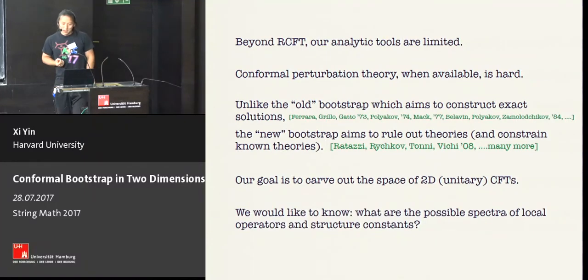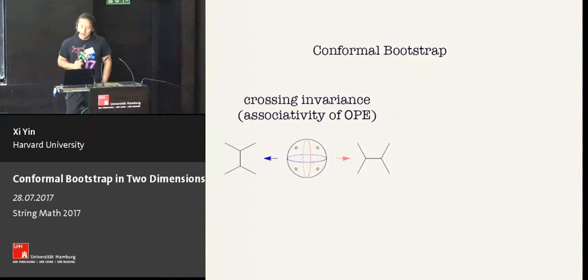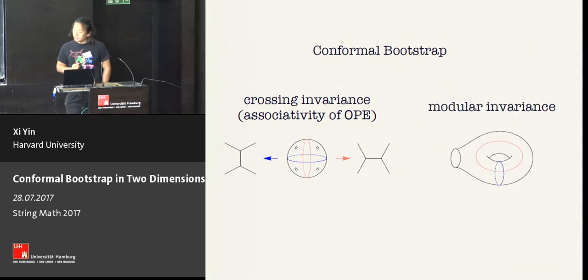We'd like to know, for example, what are the possible spectra of local operators and structure constants in a unitary 2D conformal field theory? And much of this game relies on whether one can ask the right question and put the right assumptions on the theory to get interesting constraints. OK, so just to be slightly more concrete now with some pictures, the conformal bootstrap essentially amounts to imposing, on the given set of local operators with operator product expansion, crossing invariance of the 4-point function on the sphere, which is equivalent to the associativity of the operator product expansion. And modular invariance, which, as I said, is entirely captured by the modular covariance of the torus 1-point function.